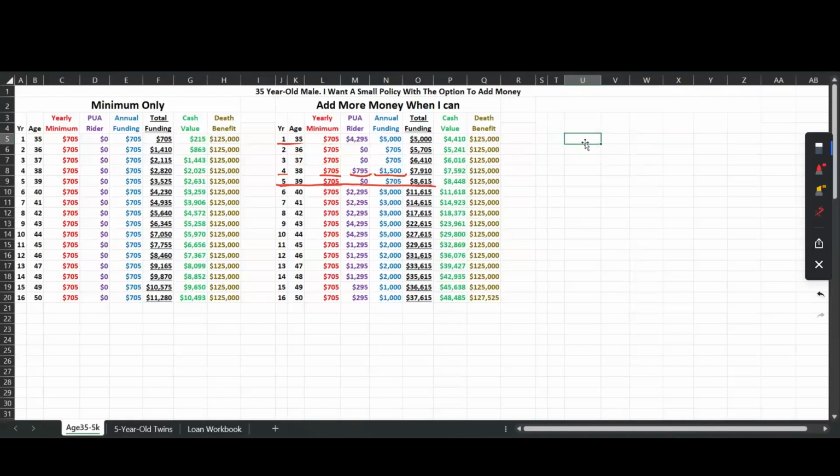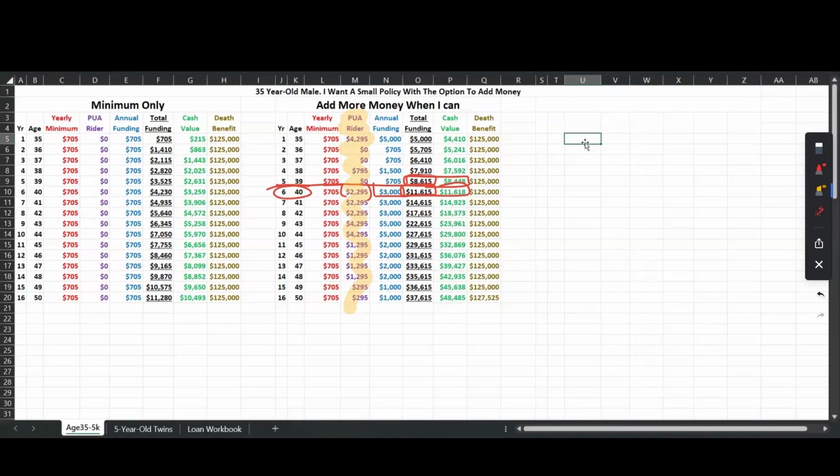And look at this. Your total funding by year 5 is $8,615, and there's your cash value, $8,400 and change. You are just about there. The next year, you add a total of $3,000, so you're stuffing more into your PUA rider. What happens? Well, now you've got more in cash value than what you paid into the policy. Adding money here accelerates the cash value growth of the policy.